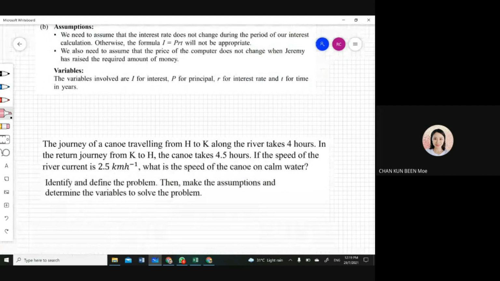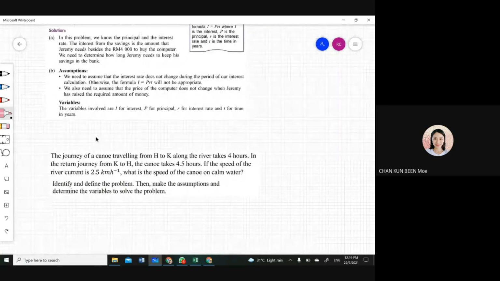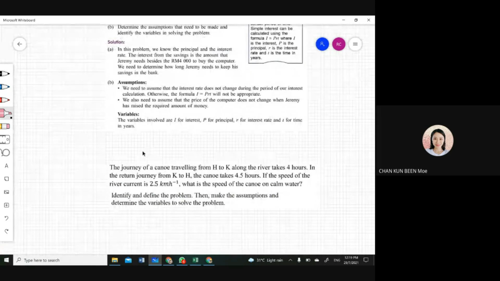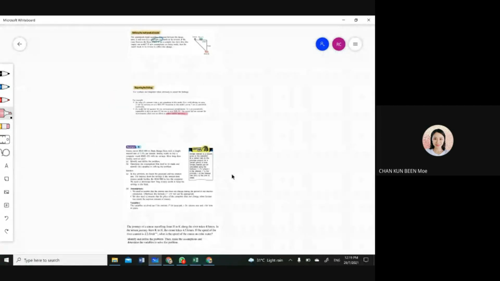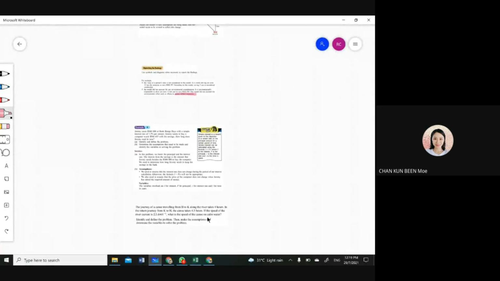Then this one, oh, this one is another example. Okay, I'm not going to talk about this example right now. The journey of a boat, this one is on 8.1a. Okay, never mind. This one I'm going to ask you to do as an exercise.